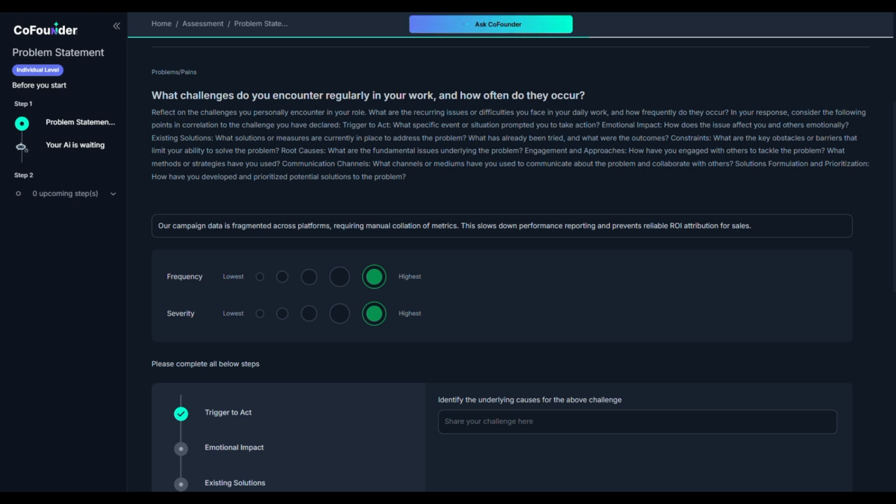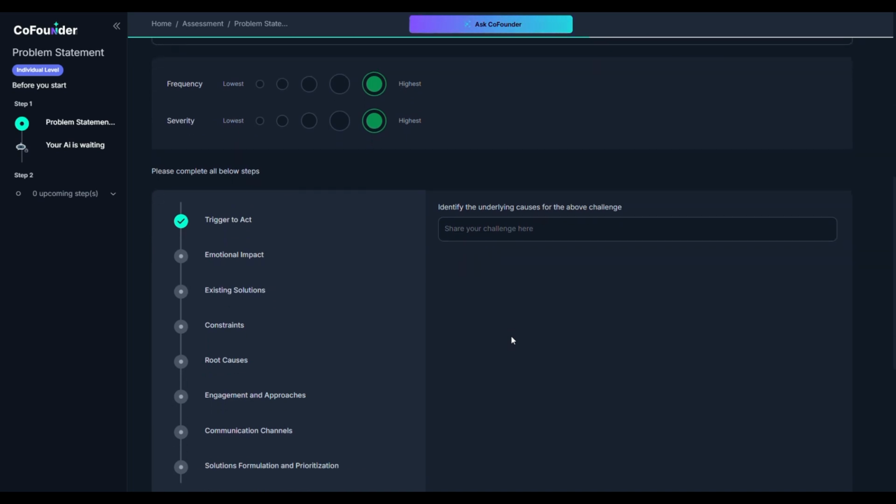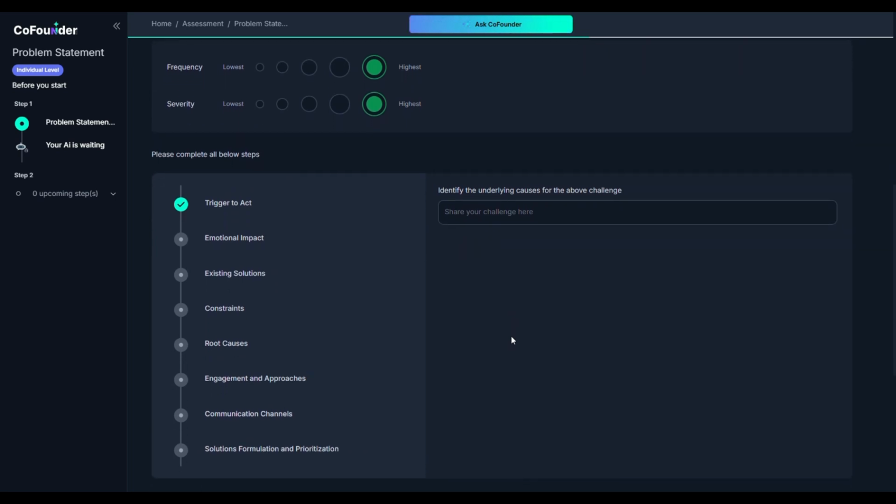This step may seem simple, but it shapes everything that comes next. By ranking severity and frequency, you help the AI focus where it hurts most. Big problems repeated often, they compound, and in a global enterprise that gets costly fast. Don't overthink it. Just ask yourself, how bad is it? And how often does it slow you down?